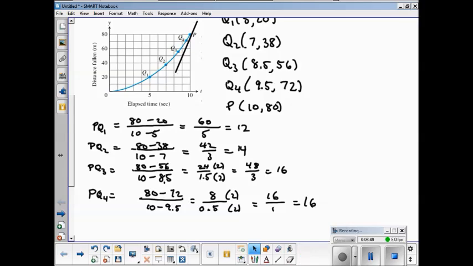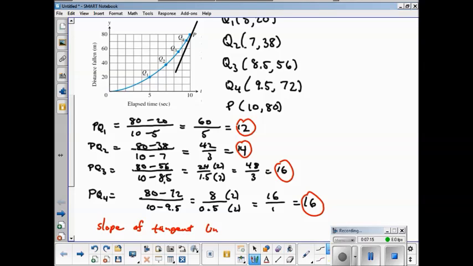And you can see that the values kind of stopped changing. We've got 16 here. No, it's actually not 16, probably. It's probably steeper than that, but we're going to go with 16. So the slope of the tangent line is approximately 16.